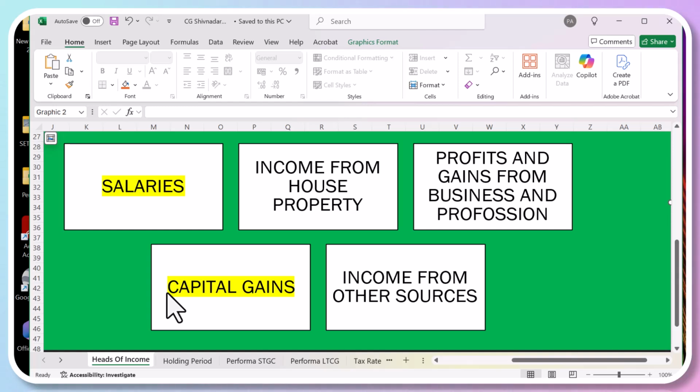There are five income heads in totality. Income from salaries, which we have already done. Then income from house property, which we are going to do in our coming lecture. And profit and gains from business and profession, which is the most important chapter, on how companies pay taxes. This also we'll be covering in our next lecture. So today we are going to cover capital gains, which is the fourth head. And finally, there is income from other sources.